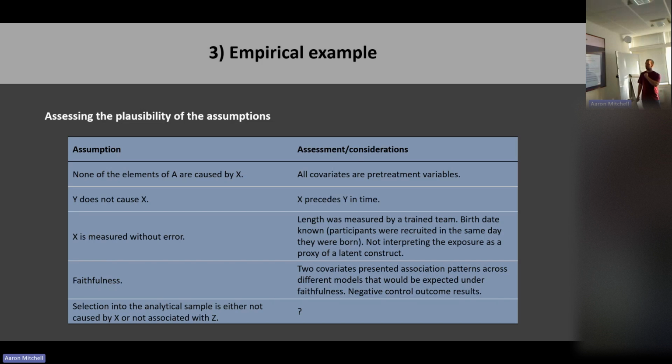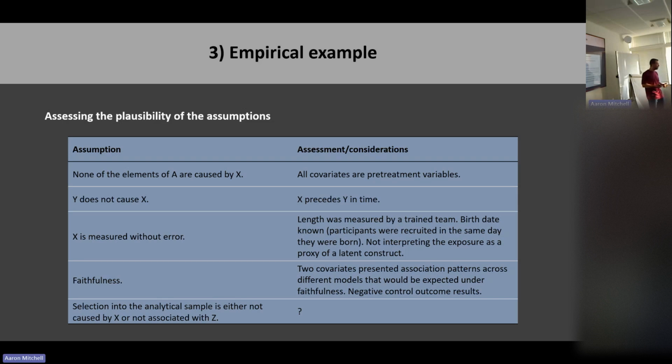How did we assess faithfulness? We assessed it in two ways. One of them was by comparing association patterns across different models, so comparing the full model with restricted models. And we saw that for two covariates, the results were in accordance with faithfulness. And we also did negative control results.